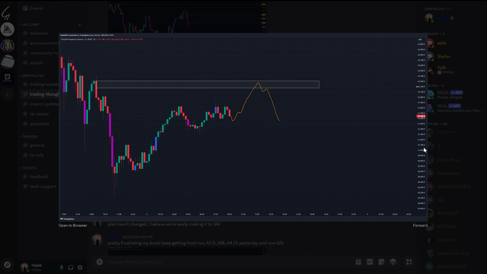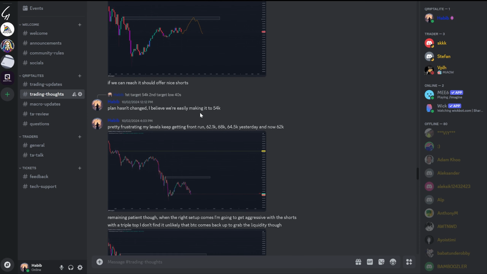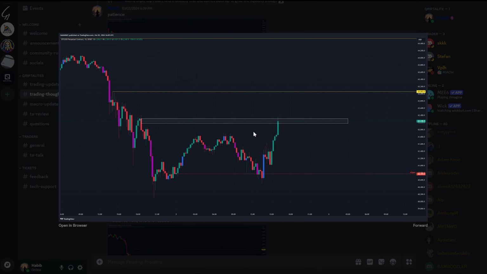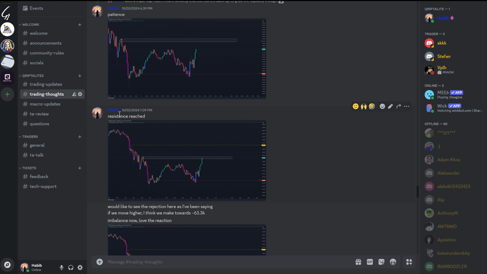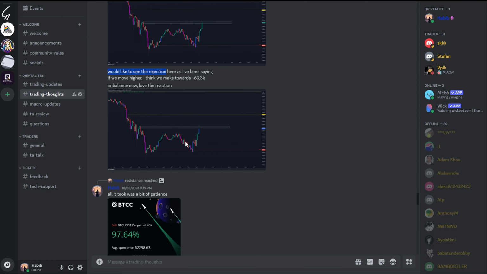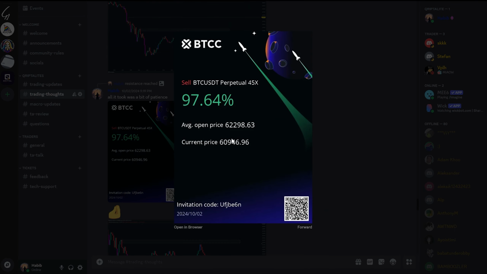In the end, it did take a bit longer to reach our resistance as we got a drop first, but then we got the move higher again into our resistance. I updated the Discord again and said that the resistance was reached and I wanted to see a rejection to the downside. So that's why I opened a short position.